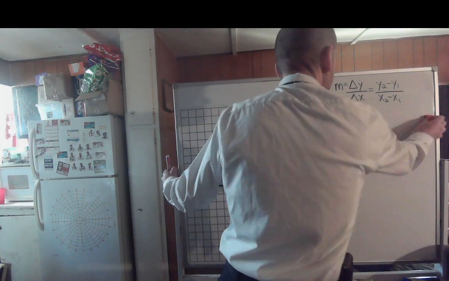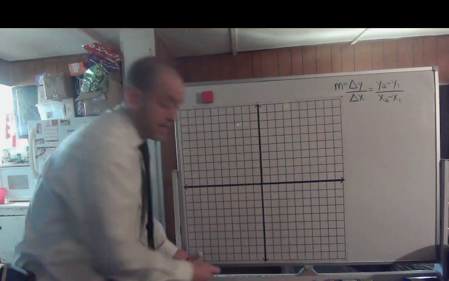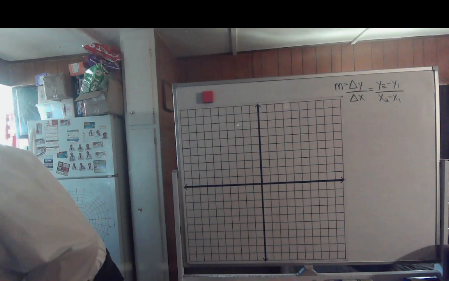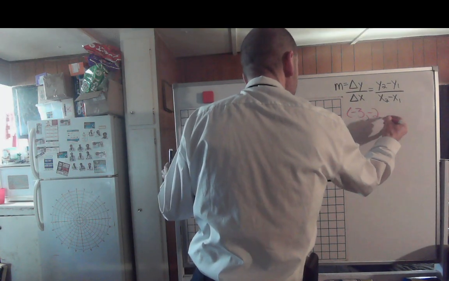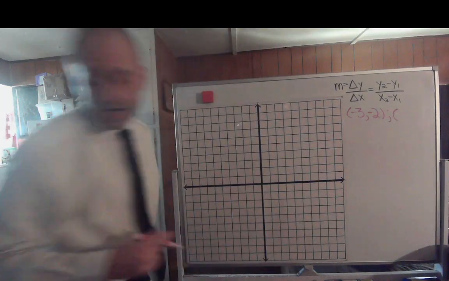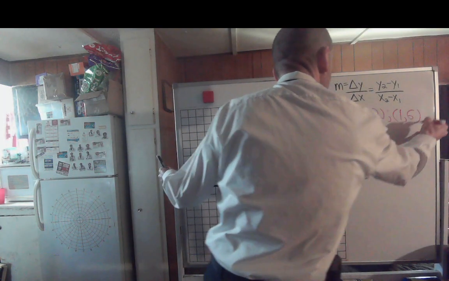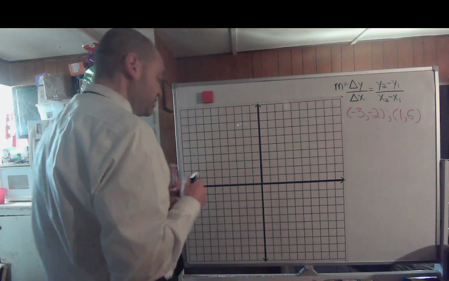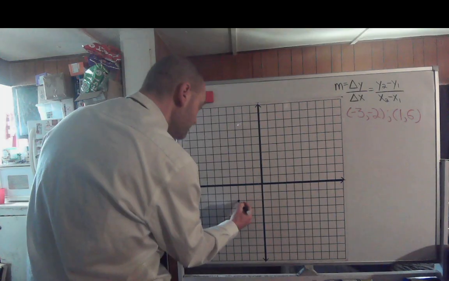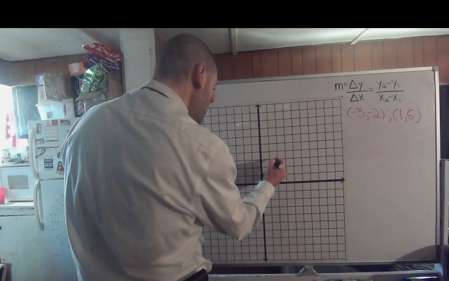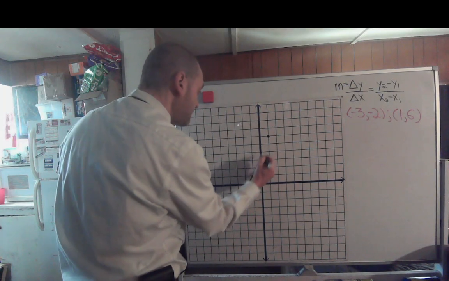One more for finding the slope, then we'll move on. So we have (-3, -2) and then we have (1, 6). So let's find the slope of the line between (-3, -2) and (1, 6). Here's (-3, -2). Here is (1, 6). So let's just connect those points.